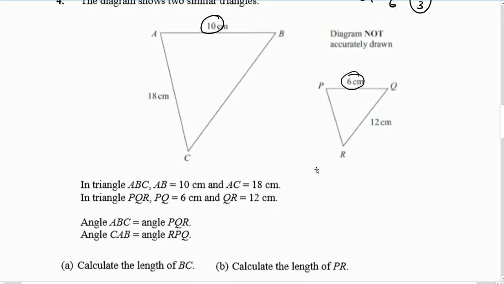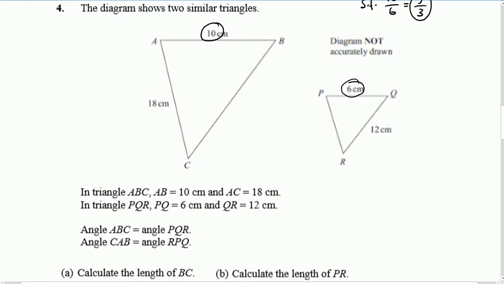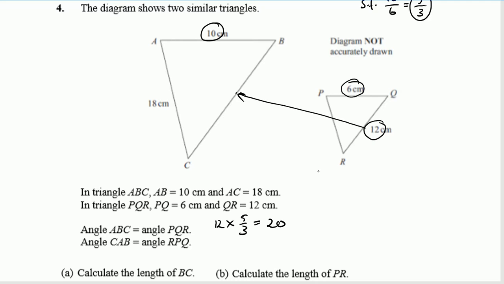I'm going to be asked now to calculate the length of BC, which is this length over here. That corresponds to the 12 on the smaller triangle. So I've got to do 12 times my scale factor, 5/3. And that's going to give me a length of 20 on this triangle.